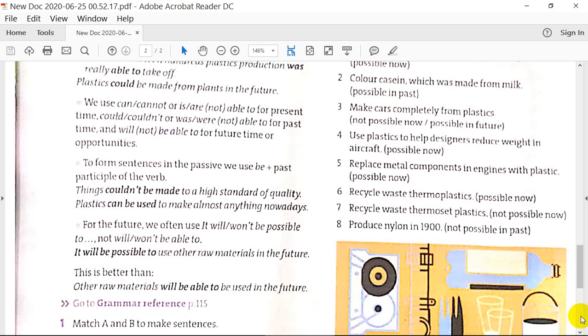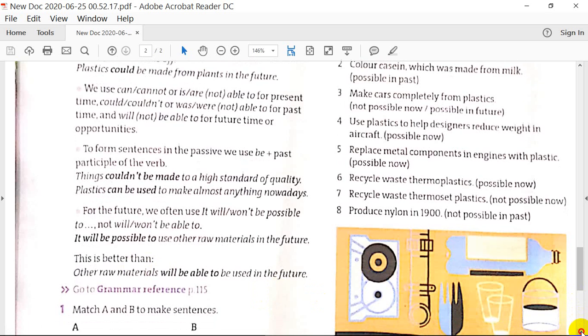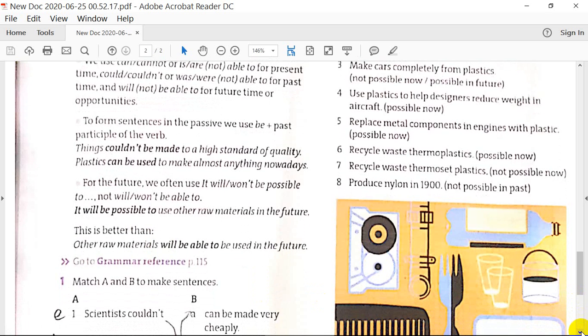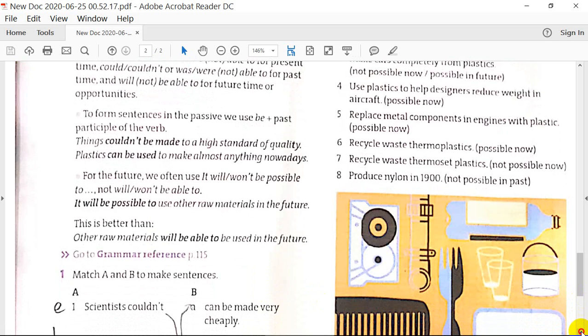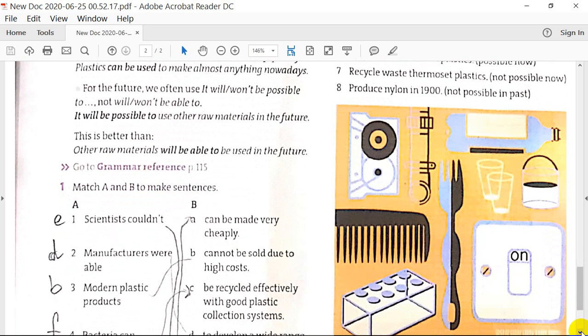So this is for can. Now again, can, we use it for ability in the present. Are and is with can, and was and were with could and couldn't, we can use it in the past. Will be able, we can use it for the future. Now we have here column A with column B. We have to match A and B to make sentences.